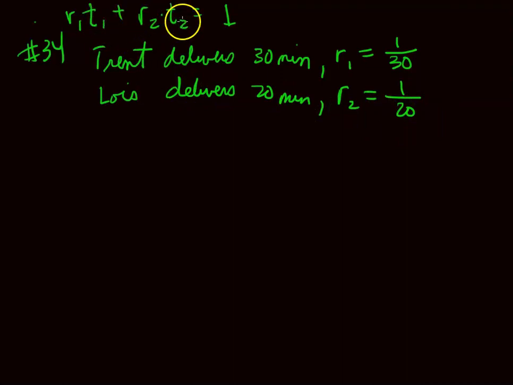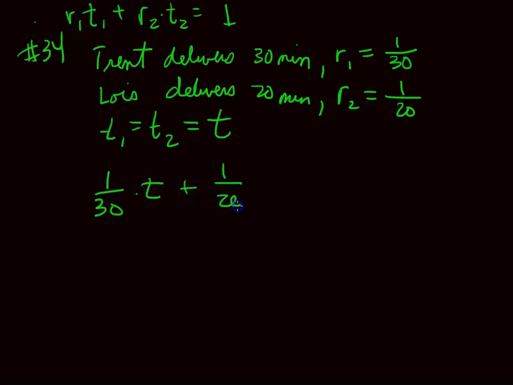Now, if they want the time together, that means one's not out there longer than the other. So the time T1 and T2 are the same, so I'm just going to call it T. So the rate for 1, 1/30, times the time, plus the rate for 2, which is 1/20, times the time, and this is what always got me as a student, equals 1. This is one job done. We get this fraction of it done. Lois gets this fraction of it done. Together, they have the whole job done. That's the best way to think of it, I think.